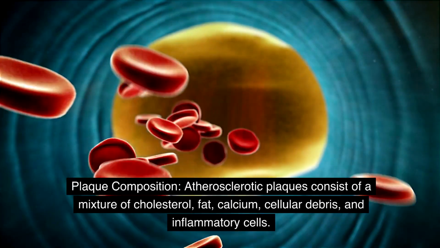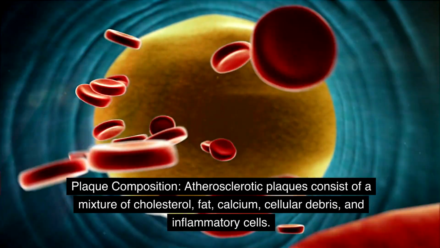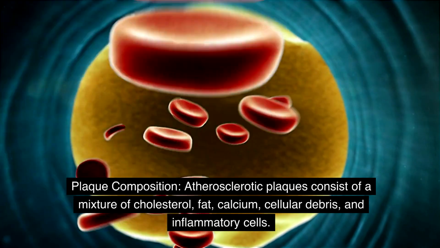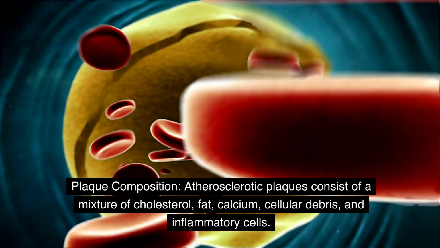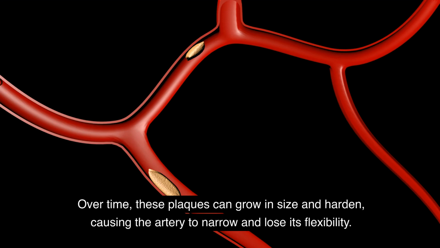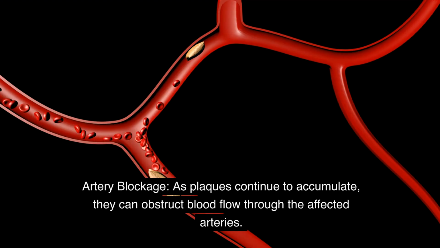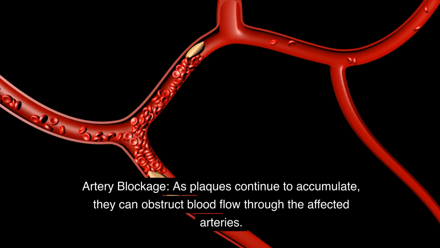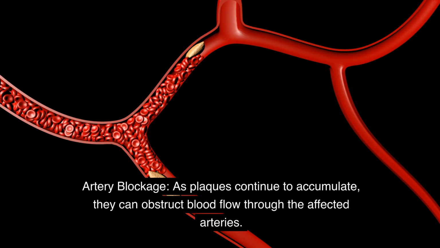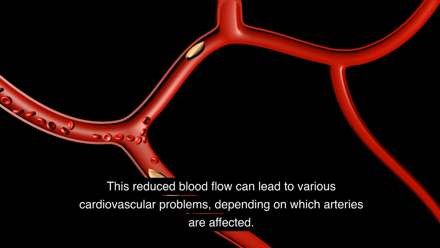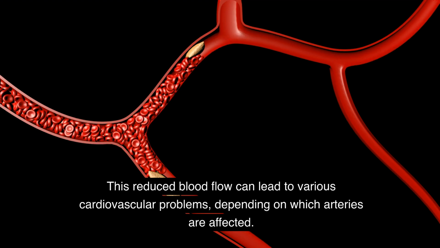Plaque composition. Atherosclerotic plaques consist of a mixture of cholesterol, fat, calcium, cellular debris, and inflammatory cells. Over time, these plaques can grow in size and harden, causing the artery to narrow and lose its flexibility. Artery blockage. As plaques continue to accumulate, they can obstruct blood flow through the affected arteries. This reduced blood flow can lead to various cardiovascular problems, depending on which arteries are affected.